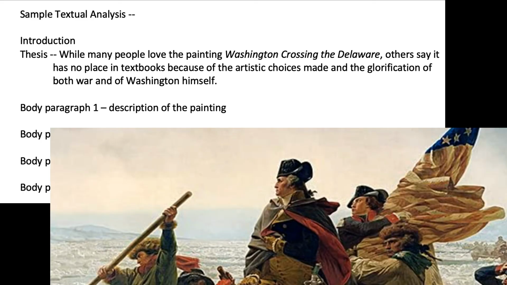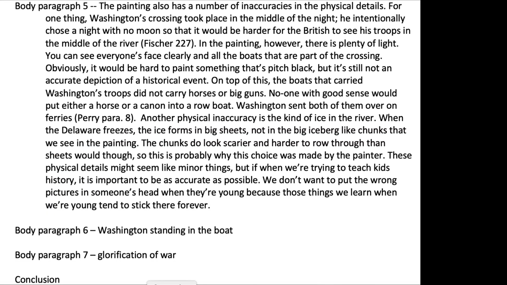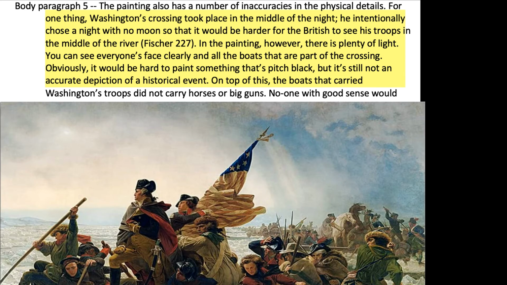Then apparently this is the wrong flag. There's a problem. Then I've given you an entire paragraph here so you can see how it goes along. So this paragraph is looking at inaccuracies in physical details. We have that in our first sentence. For one thing, Washington's crossing took place in the middle of the night. He intentionally chose a night with no moon so it would be harder for the British to see his troops in the middle of the river. Use of a source there.